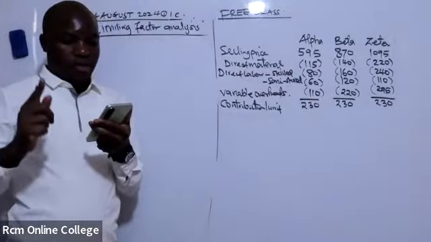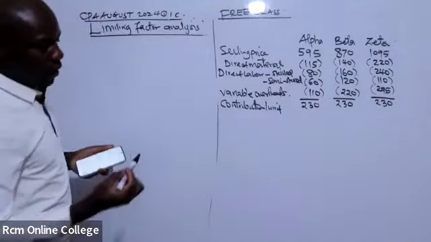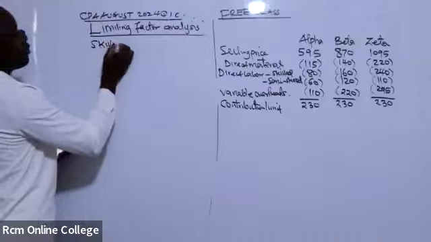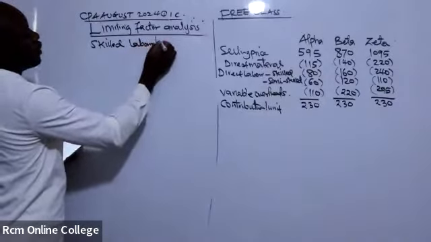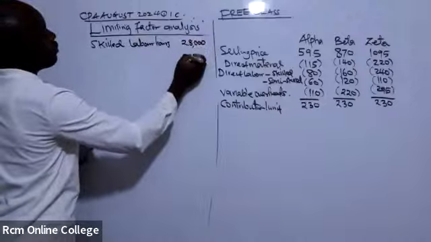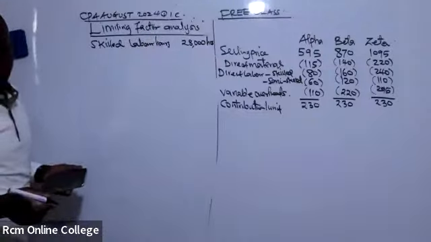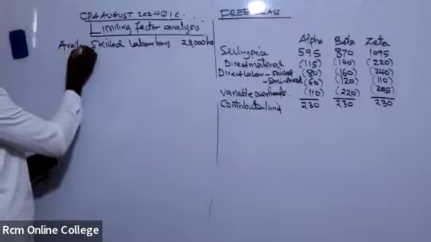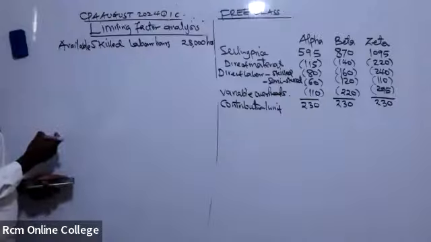There is a maximum of 28,000 skilled labor hours. So, talk about skilled labor hours. We have 28,000 hours. The first thing we need to know is whether it's a limited resource or not. So, available skilled labor hours is 28,000 for the entire company.